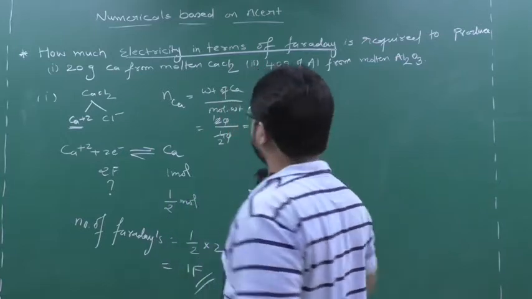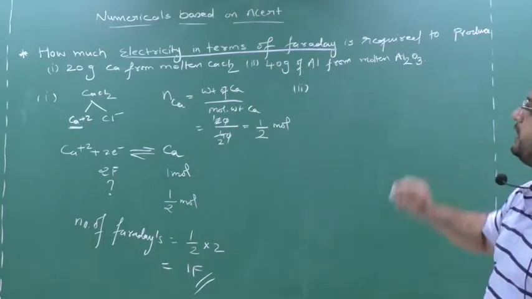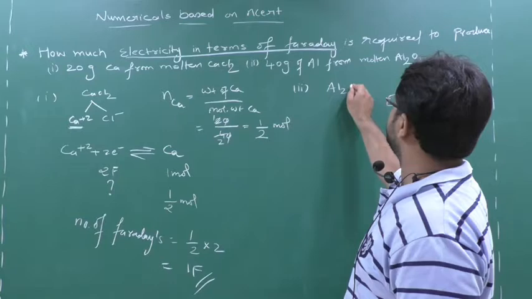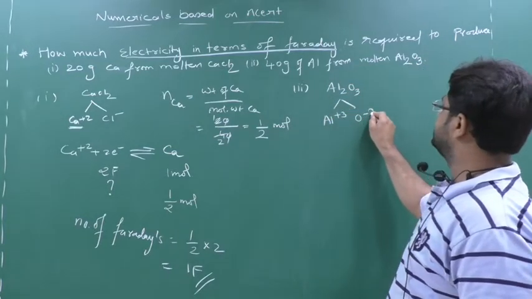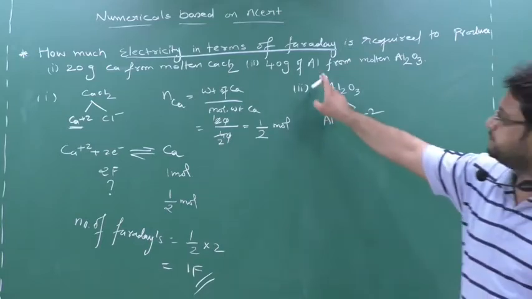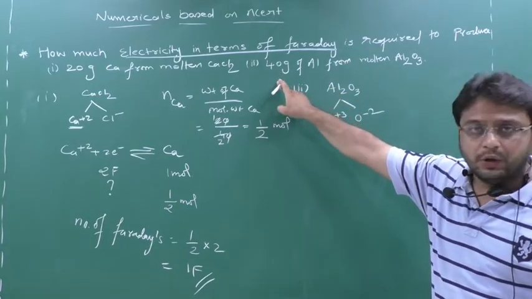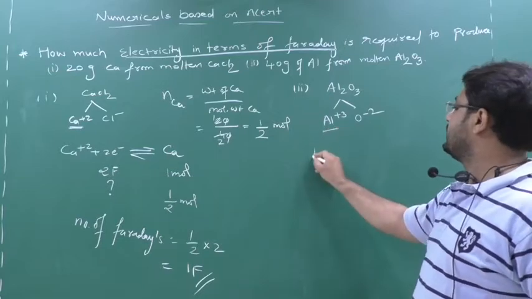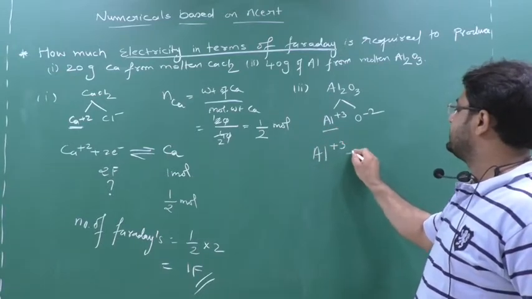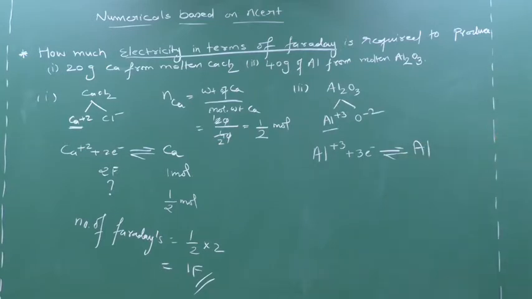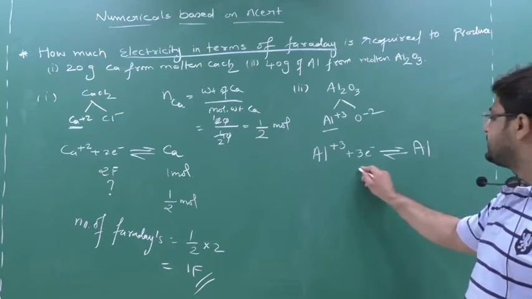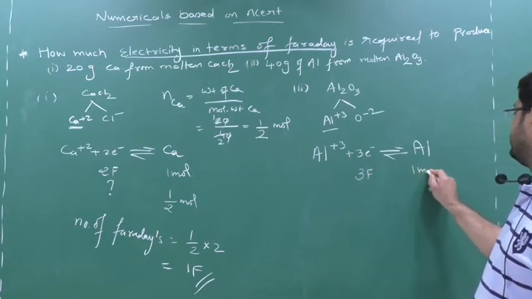Question number 2. The compound given here is Al2O3. So first split it: Al plus 3 and O minus 2. They ask you to calculate for aluminium, because that is what they have given in the question, so you take this aluminium. So Al plus 3 electron will give aluminium. This is a reduction reaction. Now here 3 electron gives 1 mole of aluminium, which means 3 Faraday equals 1 mole.